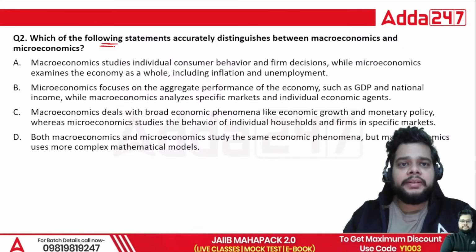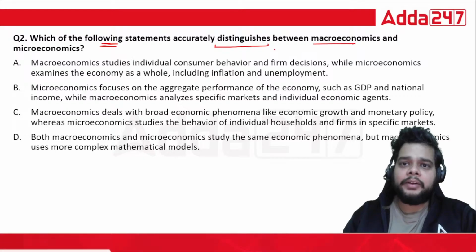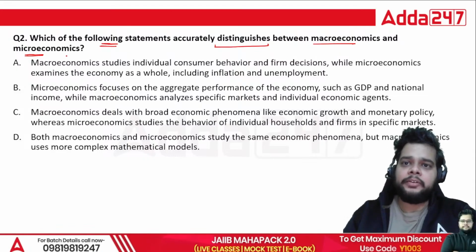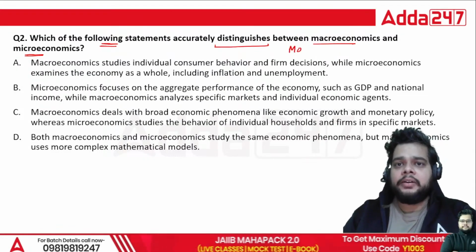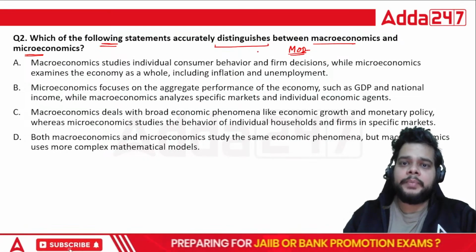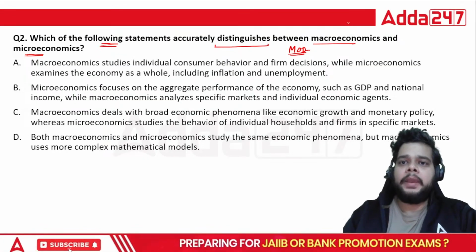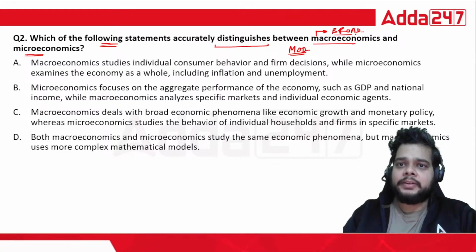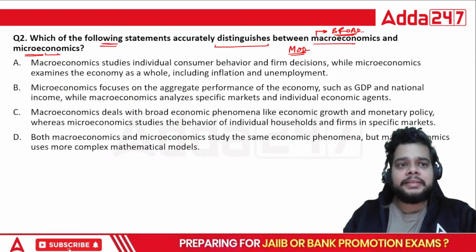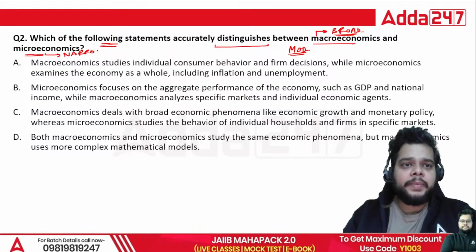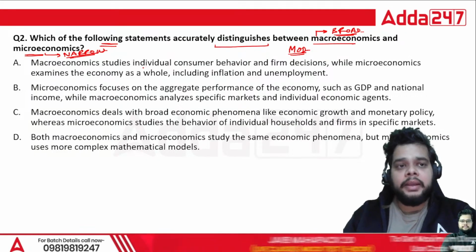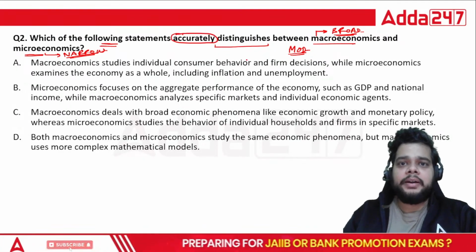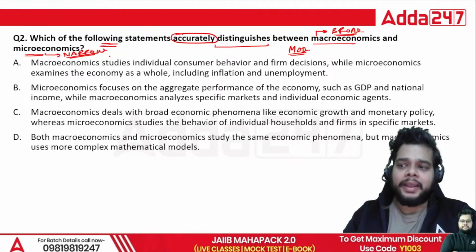Next, we have: which of the following statements accurately distinguishes between macroeconomics and microeconomics? So we know that macroeconomics plus microeconomics is known as modern economics. Fine, modern economics has both these components. And when we talk about the subject domain in macroeconomics, we talk about the broader aspects of the economy. Microeconomics has somewhat narrower aspects to study about the economy. So four statements are there. You have to tell me which is the most accurate statement pinpointing the difference between macro and microeconomics.